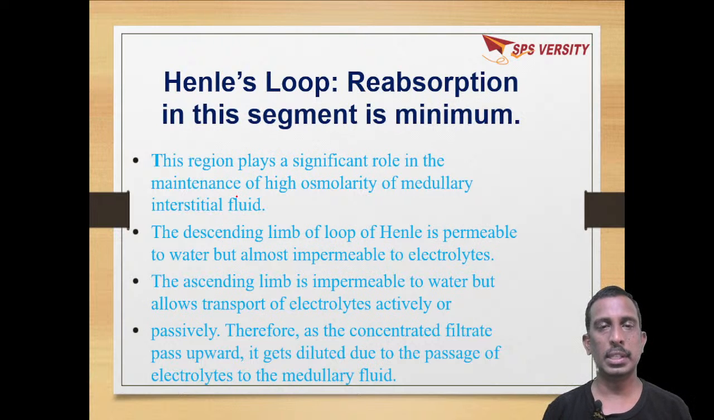Today we are going to discuss reabsorption in Henle's loop. In the nephron, there is reabsorption in the proximal convoluted tubule, Henle's loop, distal convoluted tubule, as well as the collecting duct. When I come specifically to Henle's loop, the reabsorption is minimum. So why is it minimum? We look into this.